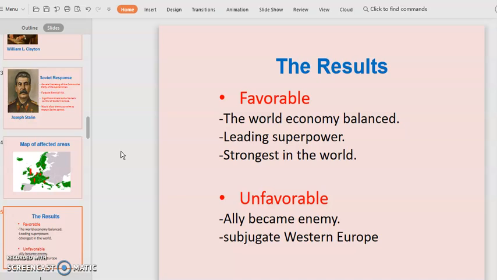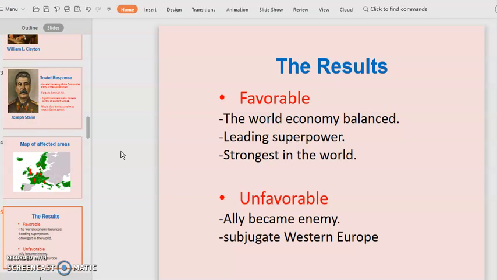The results were both favorable and unfavorable. But let's take a look at the favorable first. The world economy was more rapidly placed back into balance. The US became the leading superpower and formed strong and lasting alliances with much of Western Europe. The US military became the strongest in the world.